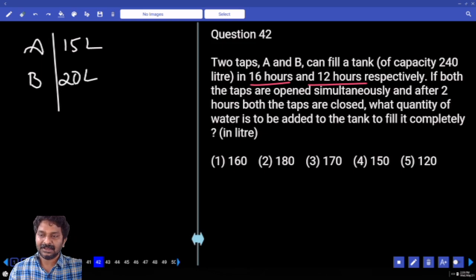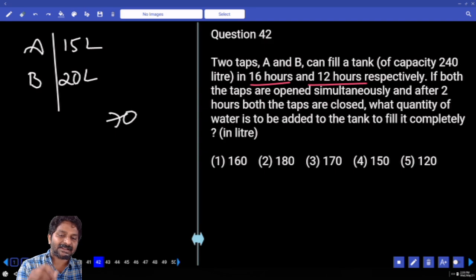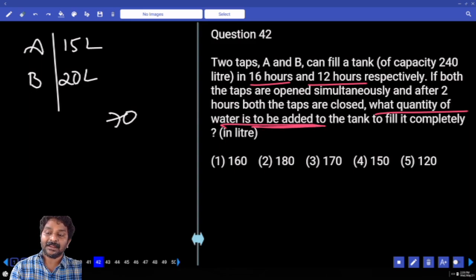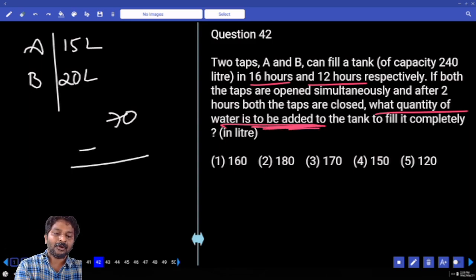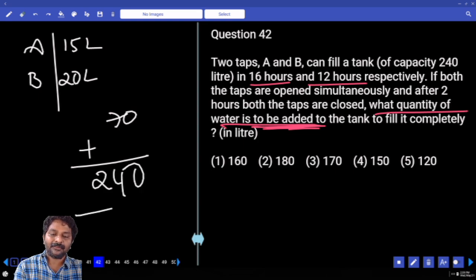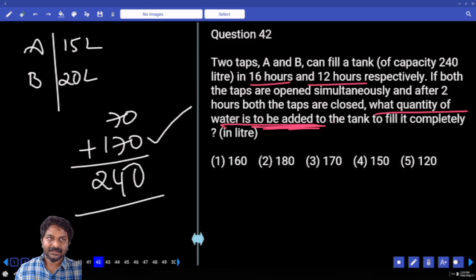Now start the question. If both the taps are opened simultaneously and after 2 hours both the taps are closed, per hour if they are opened together, how many liters of water can be filled? 35. Like that they are open for 2 hours. How many liters? 70 liters is already there in the tank, right? Now what is the question? What quantity of water is to be added? How much more you need to add to make it 240 liters? Come on. 170.